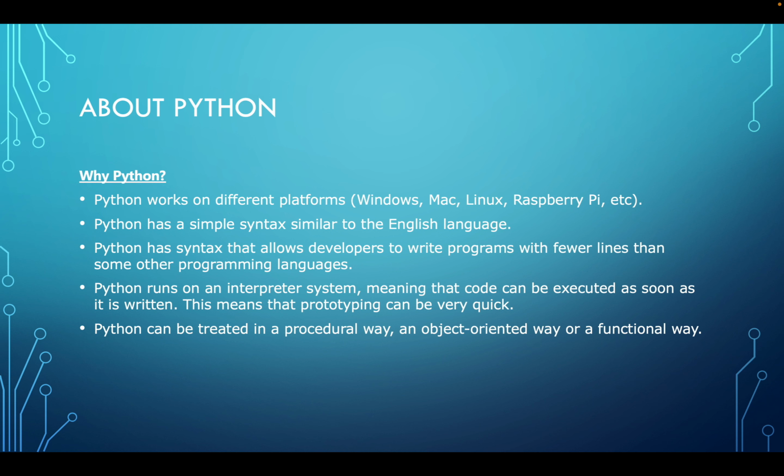Why Python? Python works on different platforms like Windows, Mac, Linux, and so on. Python has a simple syntax similar to the English language. Python has syntax that allows developers to write programs with fewer lines than some other programming languages. Python runs on an interpreter system, meaning that code can be executed as soon as it is written. This means that prototyping can be very quick. Python can be treated in a procedural way, an object oriented way, or functional way.